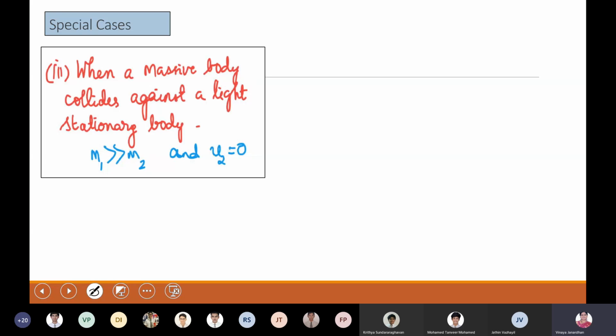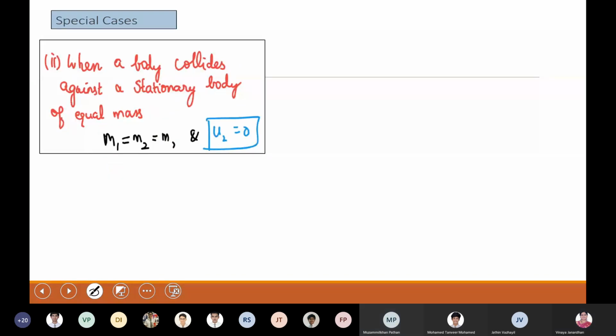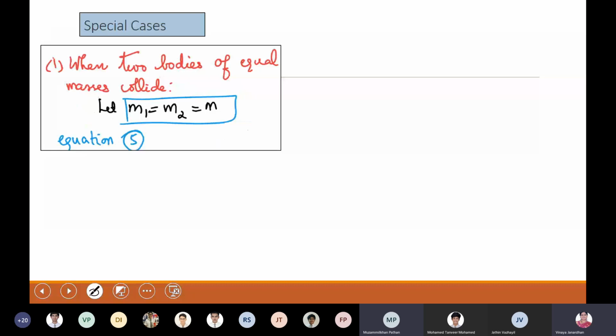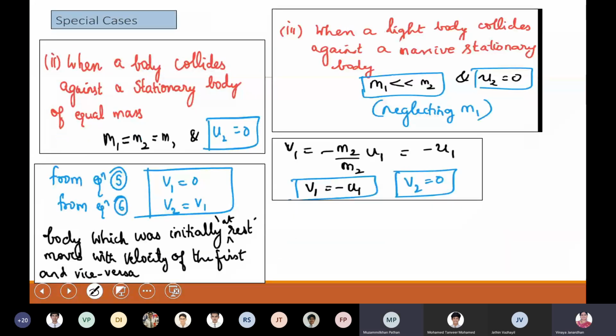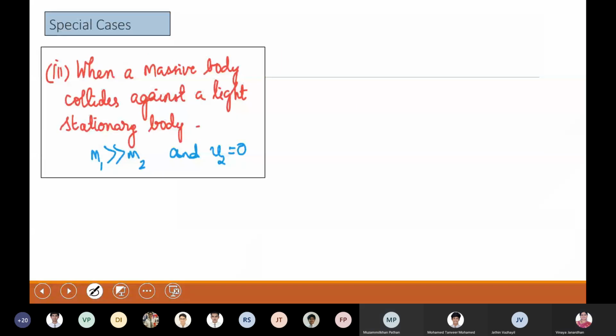you just show the previous slide onward, please? So, the first one, we finished this. This one, right? Yes, thank you. Now, when a massive body collides with a lighter one, so this is M2. So U2 is equal to 0. Ma'am, This is, yes? this is fourth one, right? Fourth case. Okay.